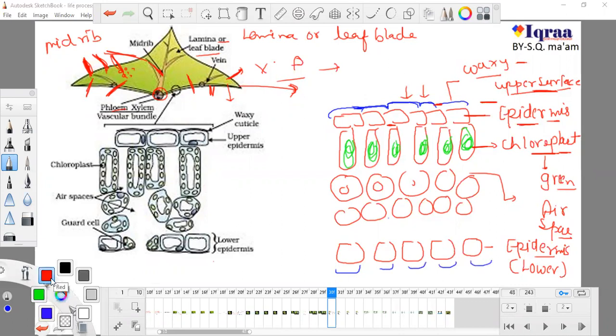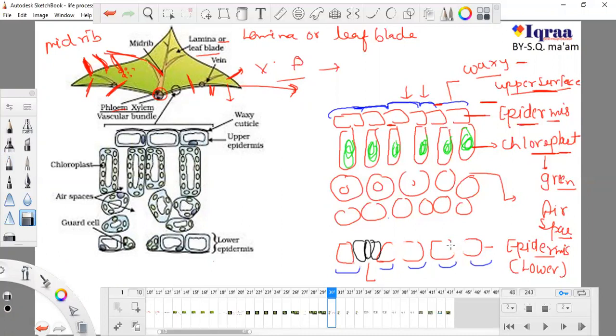And you can see the tiny opening. So how can I describe this? Let me do something. You can see the opening, this aperture. This is the aperture, and it is surrounded by guard cells.